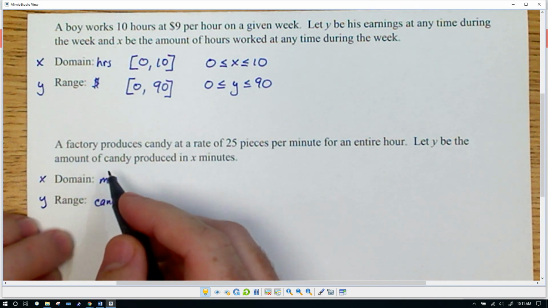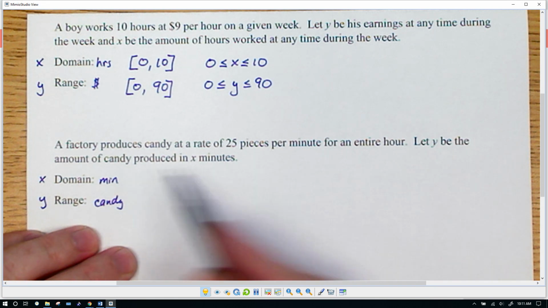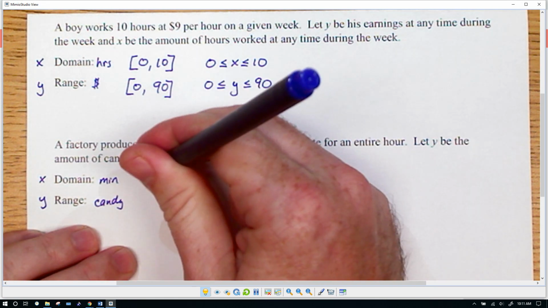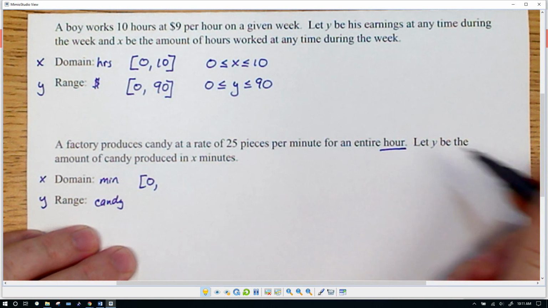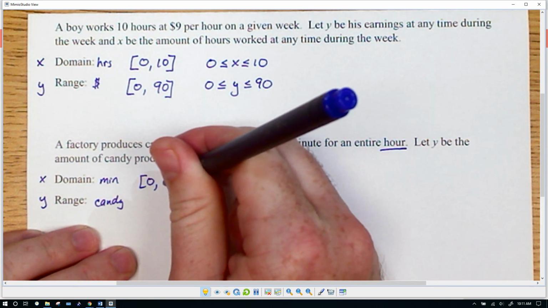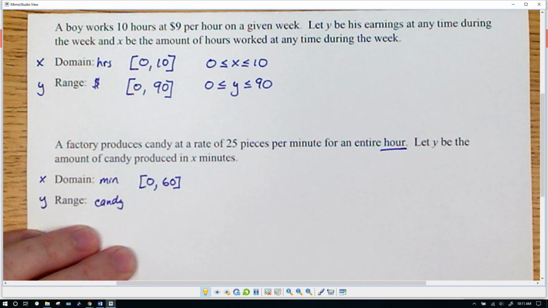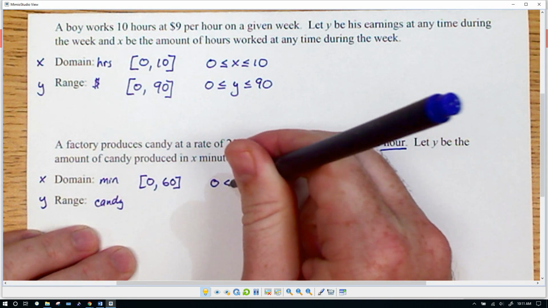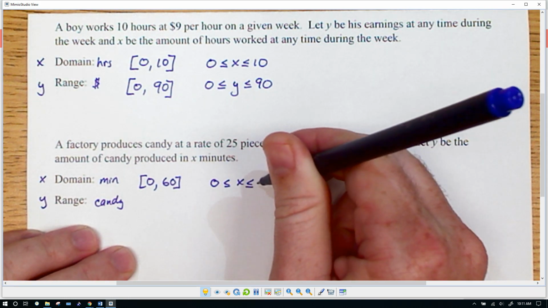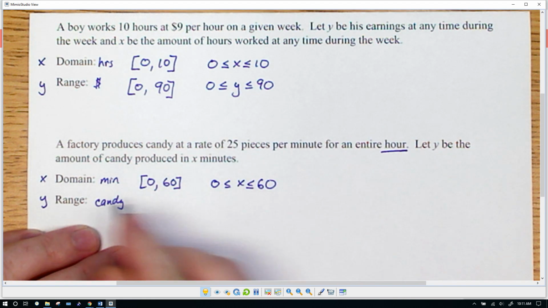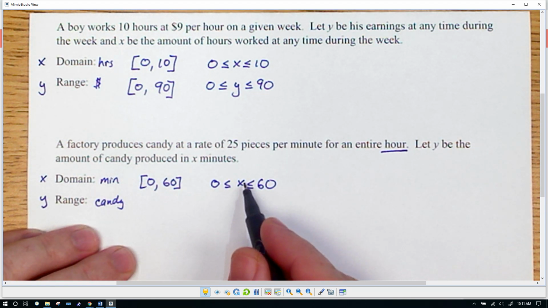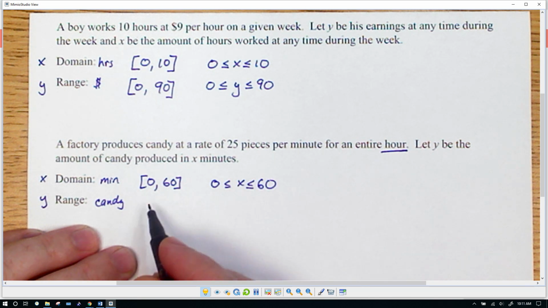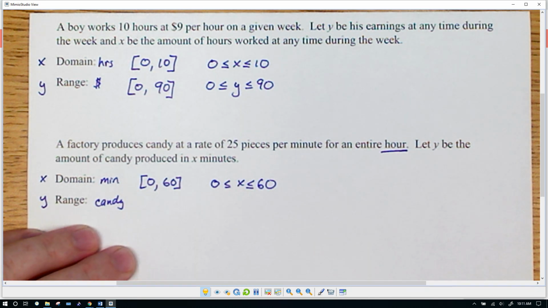The lowest amount of minutes that this factory is producing is 0. The most it produces is for an entire hour. That hour has 60 minutes in it. Okay, again, I can write this as an inequality over here. Make sure we're using X for domain. There you go. 0 is less than or equal to X, which is less than or equal to 60. Candy that's made goes here.